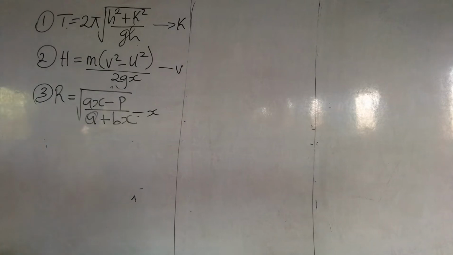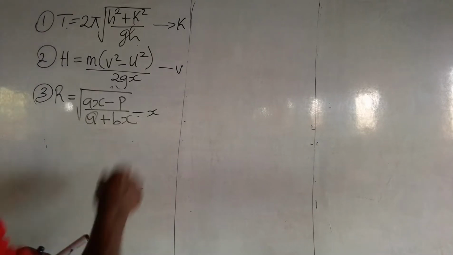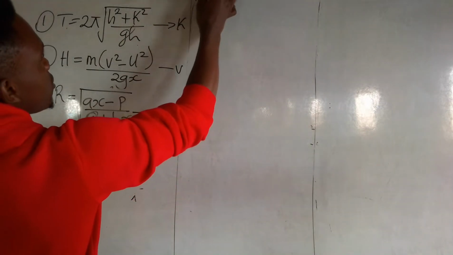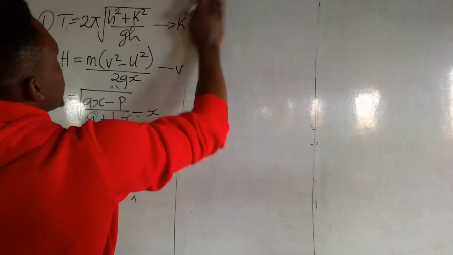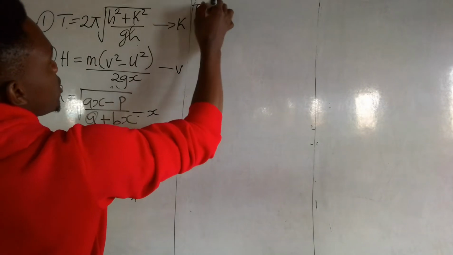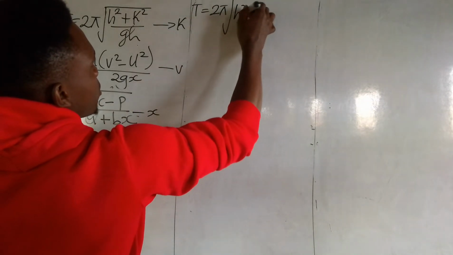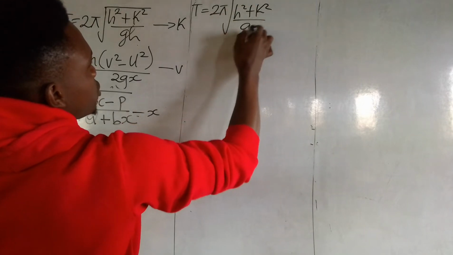Now let us discuss mathematics this morning. You have on the board 3 questions on subject of formula. Alright, so let us start solving. We have to make k the subject of the formula of this. You have T equals 2 pi, then big root h squared plus k squared over gh.